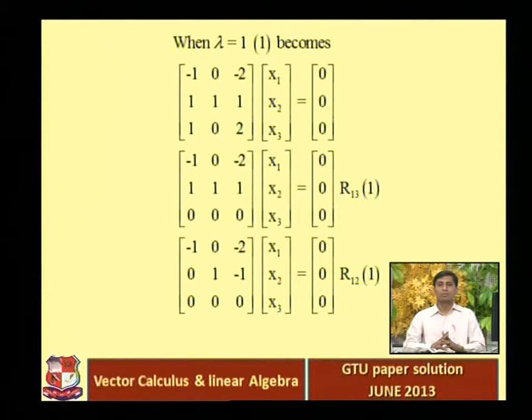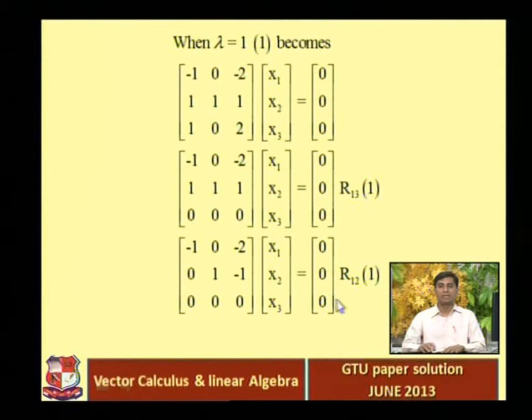So here we have to convert this matrix into just a row echelon form, and using that row echelon form matrix we can solve the equations, the values of x1, x2, x3. So minus 1 0 minus 2, 1 1 1, 1 0 2. First of all, this is our leading entry. So what we are doing here, we are multiplying the first row by 1 and adding it to the third row. So the first row and second row are as they are, minus 1 0 minus 2, 1 1 1, and the third row becomes 0 0 0.